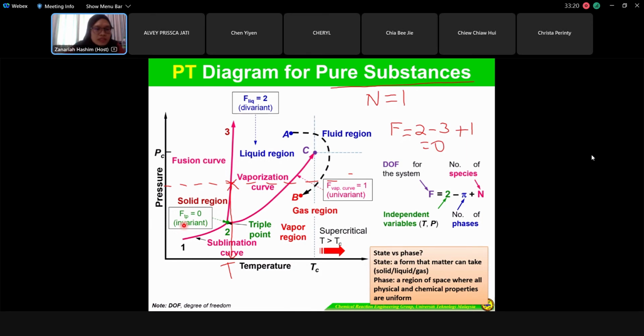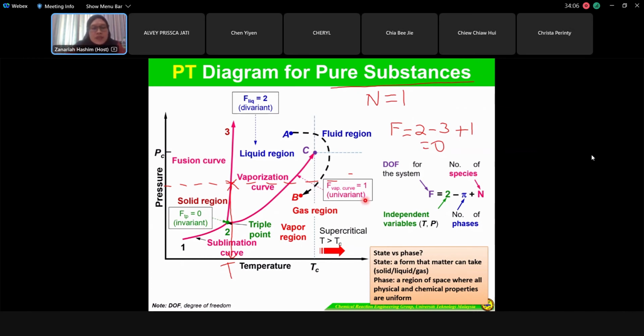In other words, it's called invariant, meaning that you cannot have any freedom. It's already fixed. When you have that pressure and that temperature for the triple point, you cannot change it anymore. It's specific for each species. For example, for methanol, you have the specific pressure and temperature for that triple point. For water, you have another pressure, another temperature. For another substance, acetone, for example, you have other values, and they're already fixed. You cannot change them. That's why it's called invariant. So the degrees of freedom is 0.